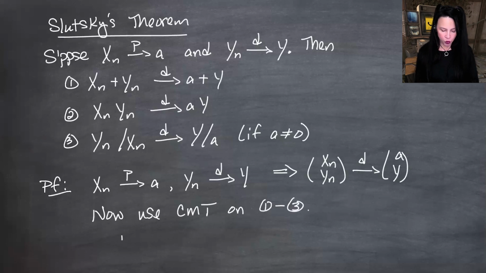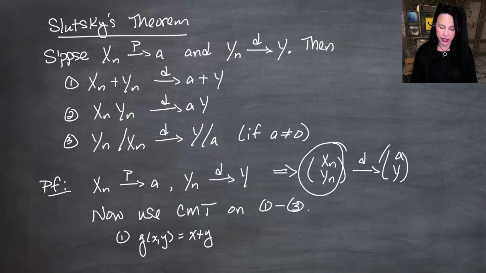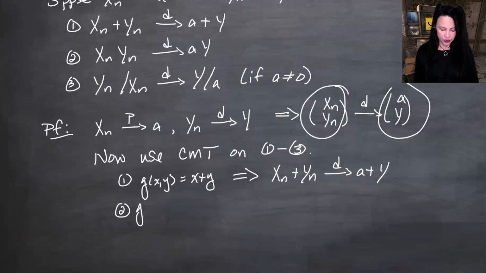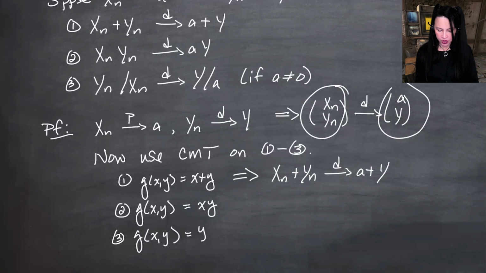You know, for 1, you would let g of x, y be x plus y. And you would use the fact that if this is converging in distribution to this, then you could put that through a continuous function like this g, and you'll get that xn plus yn converges in distribution to a plus y. And the same thing for the other cases. So to prove the second one, you're going to just choose your g of x and y to be the product. And the third one, you're going to choose the function y over x.